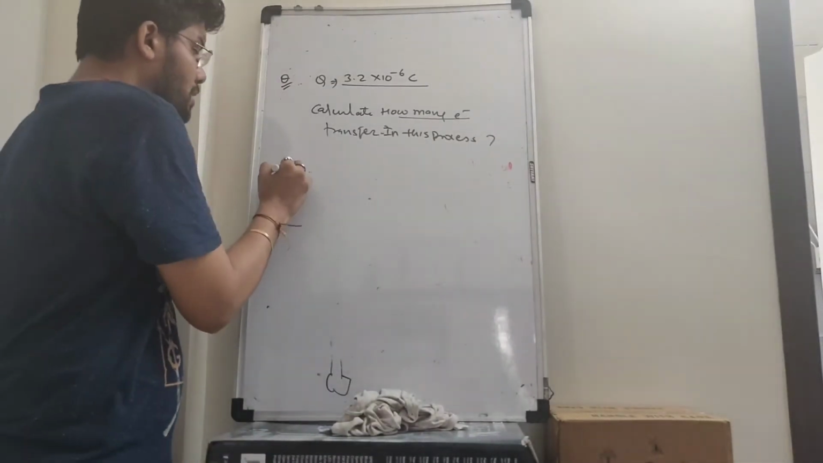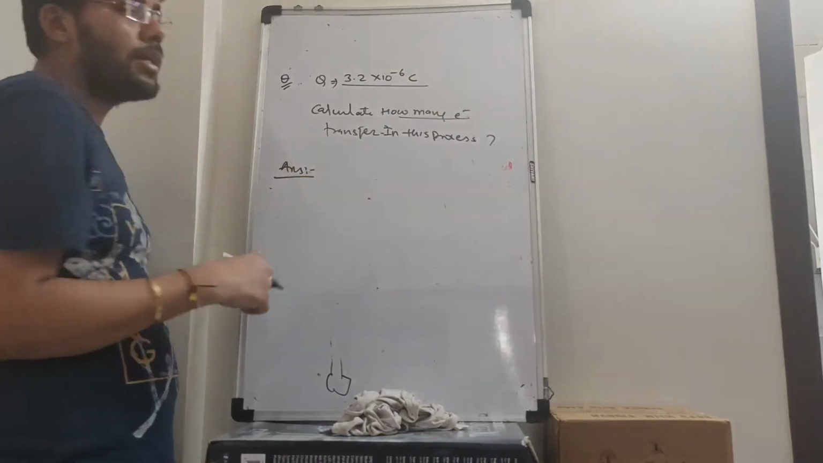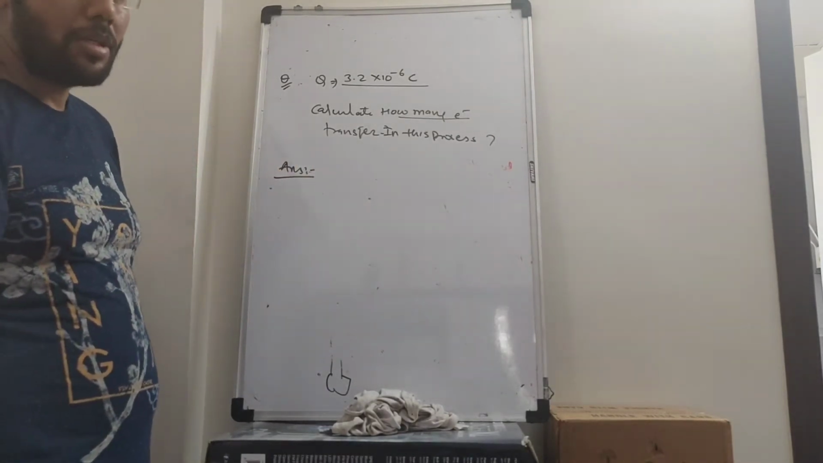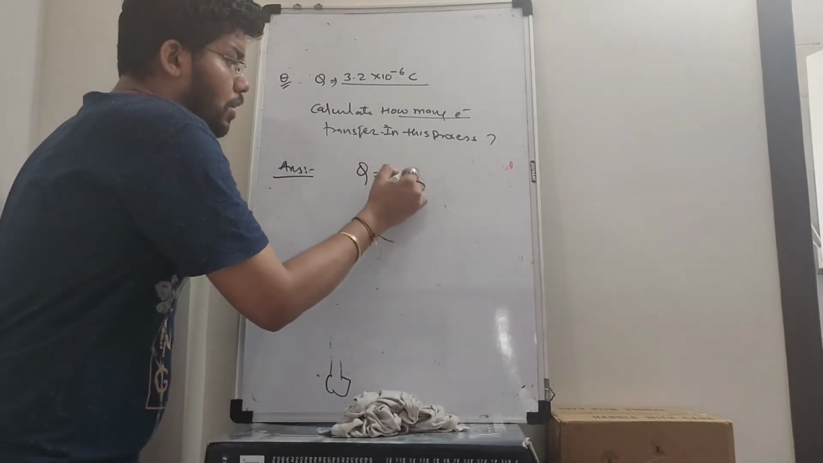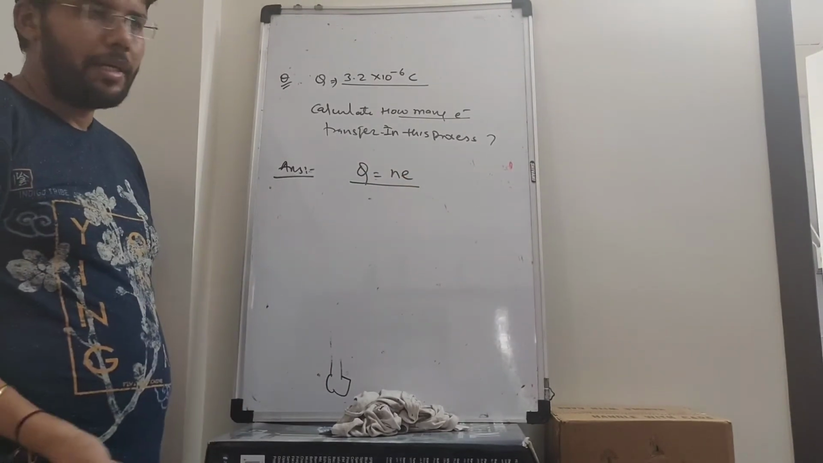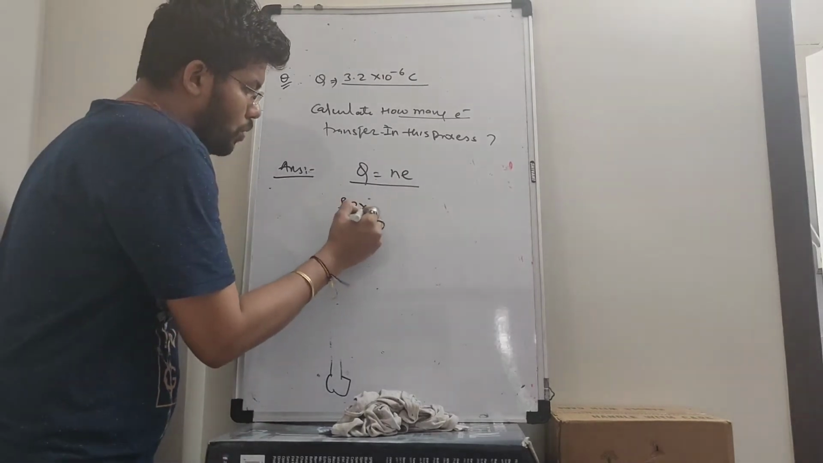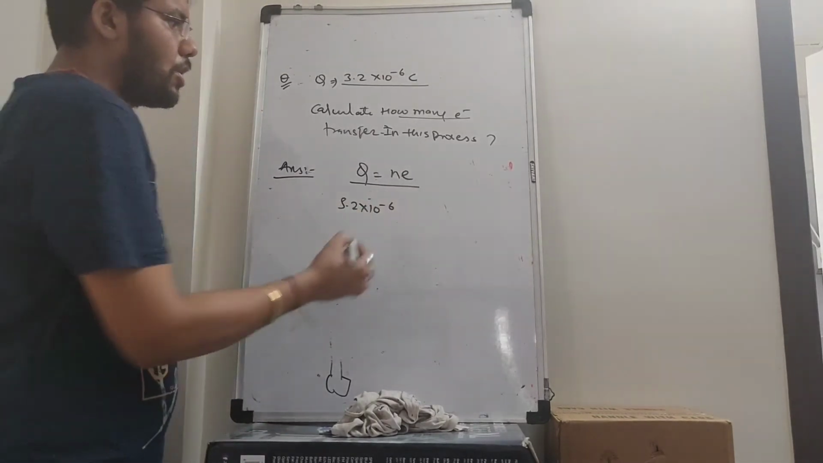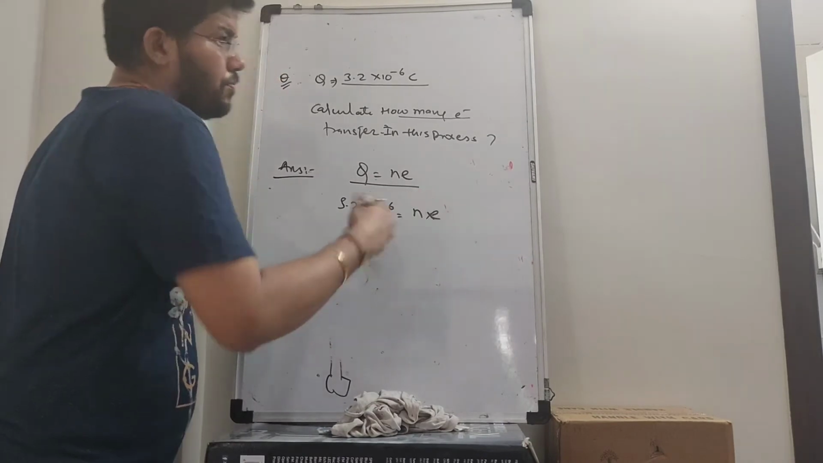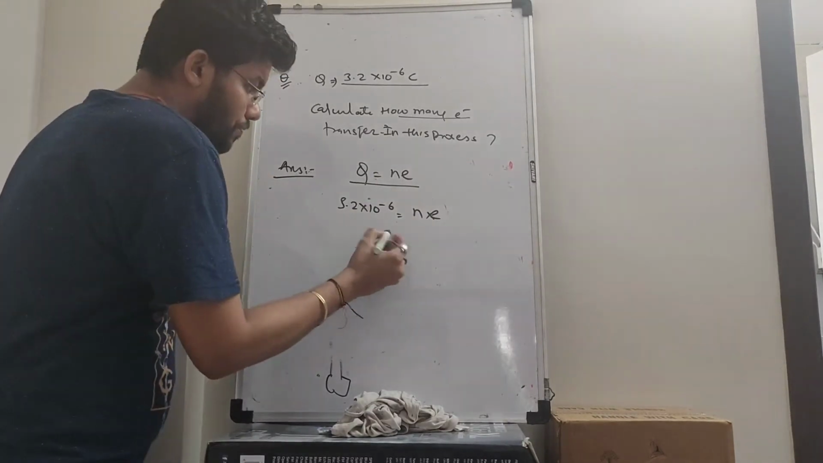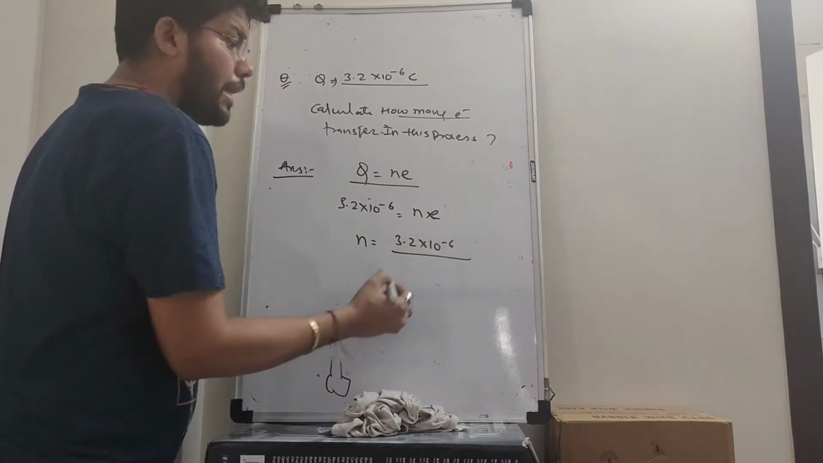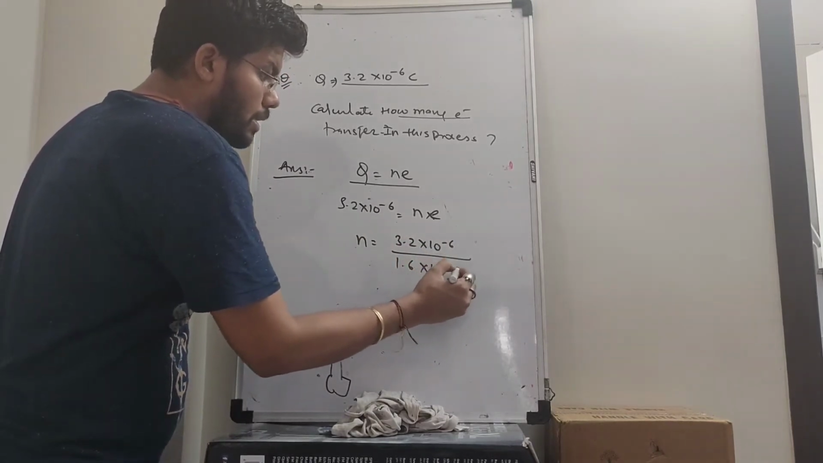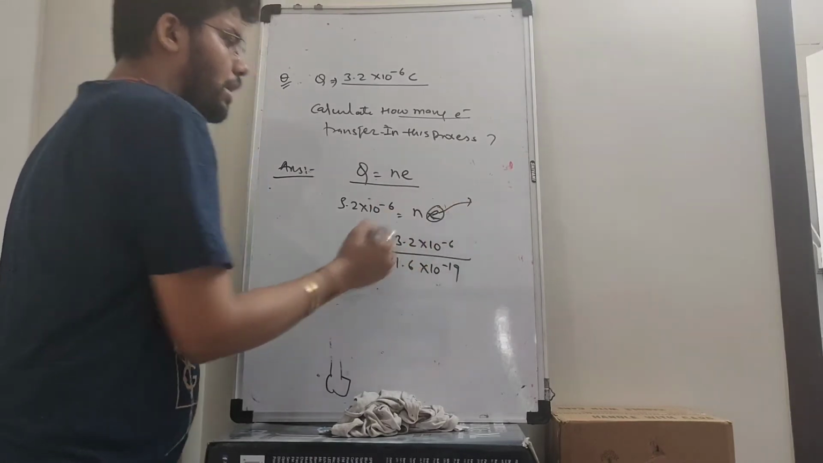Now as we discussed about the properties of an electric charge, electric charge is quantized. The net charge present on the system is an integral multiple of the charge present on one electron, that is Q equals Ne. Now the total charge of the system is 3.2 into 10 to the power minus 6, that is equal to N into e. So the number of electrons is 3.2 into 10 to the power minus 6 upon e, that is 1.6 into 10 to the power minus 19 coulomb. That is the charge present on an electron.